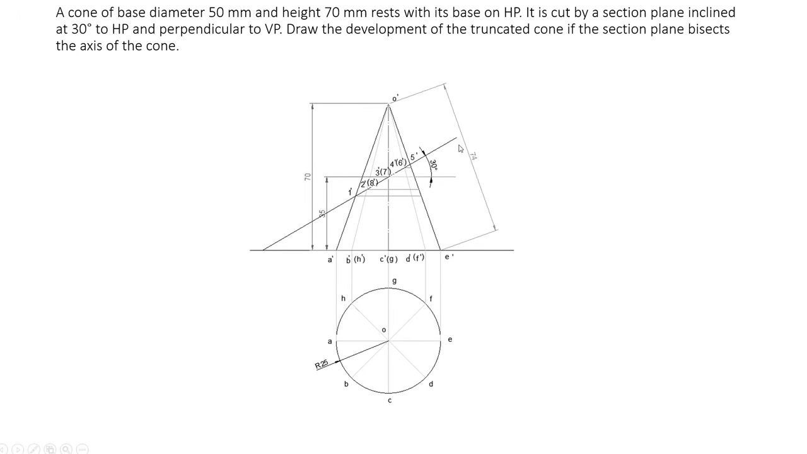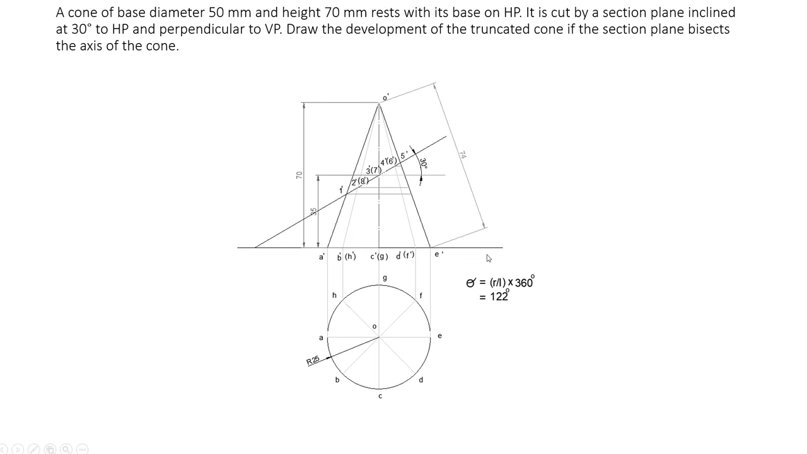Now on measurement you can get the true length of the line equal to 74 mm. So this line length is 74 mm. Now you have a relation theta equals R by L into 360. R is the radius of this circle, that is 25 mm. L is the true length, which is 74. If you substitute R and L in this equation, 25 by 74 into 360 will give you 122 degrees. So that is the development angle.